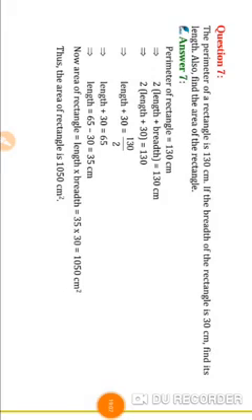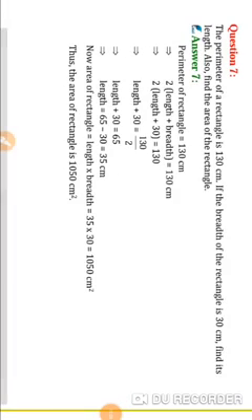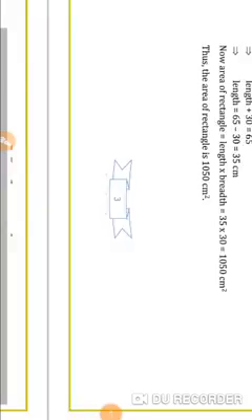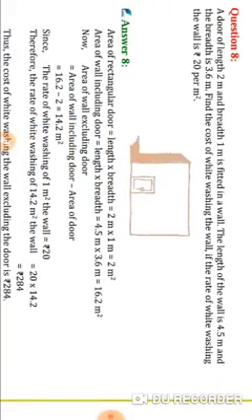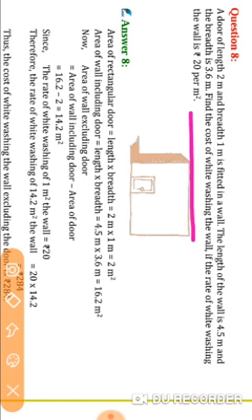So in the seventh one, the perimeter is given here, so you must find it. Now the eighth one: a door of length 2 meter and breadth 1 meter is fitted in a wall. The length of the wall is 4.5 meter and the breadth is 3.6 meter. Find the cost of whitewashing the wall.